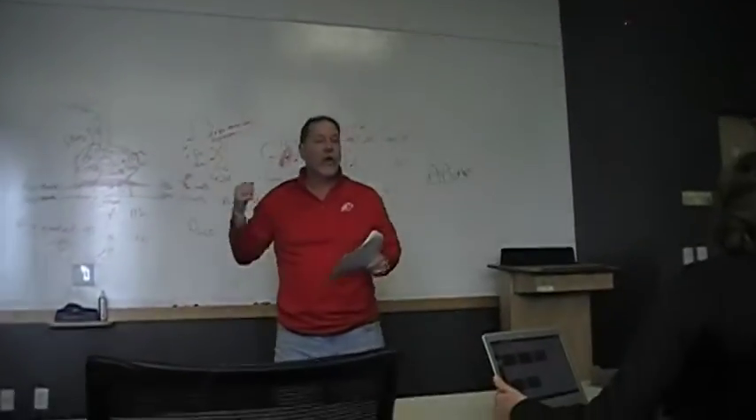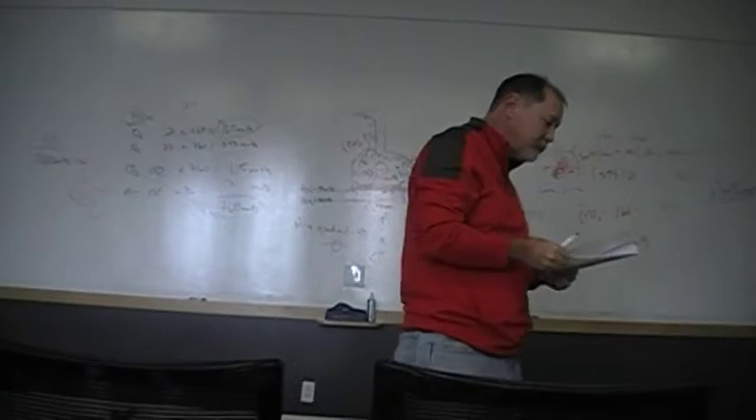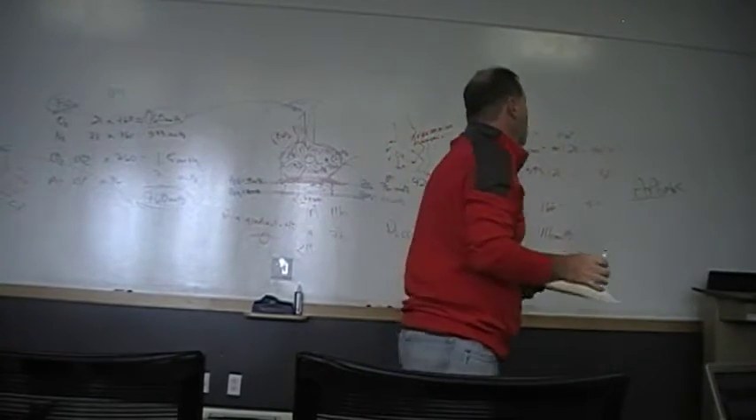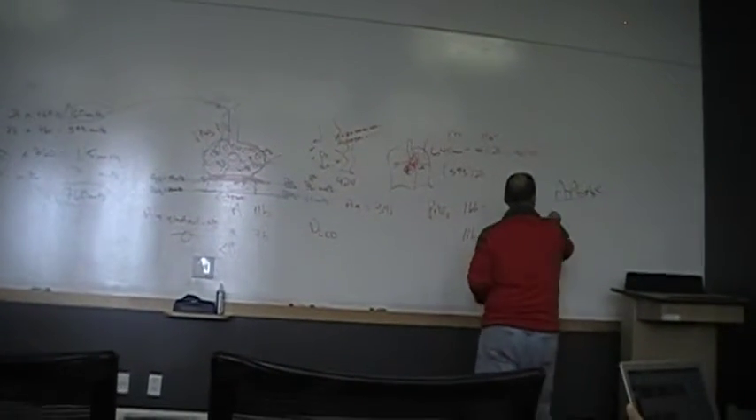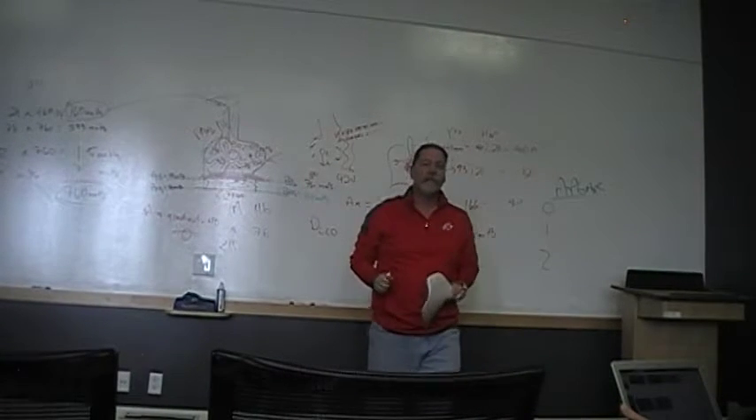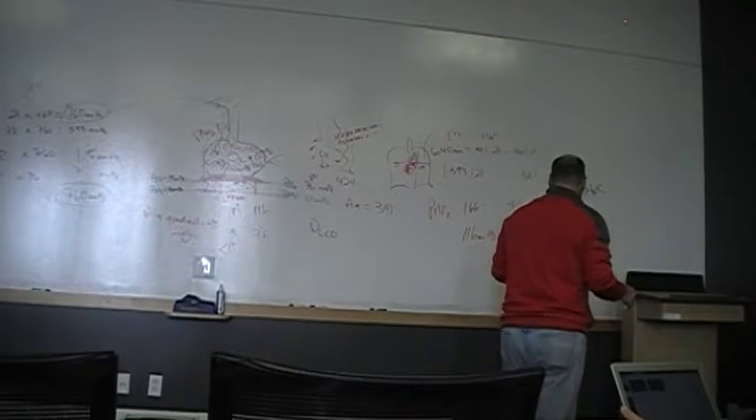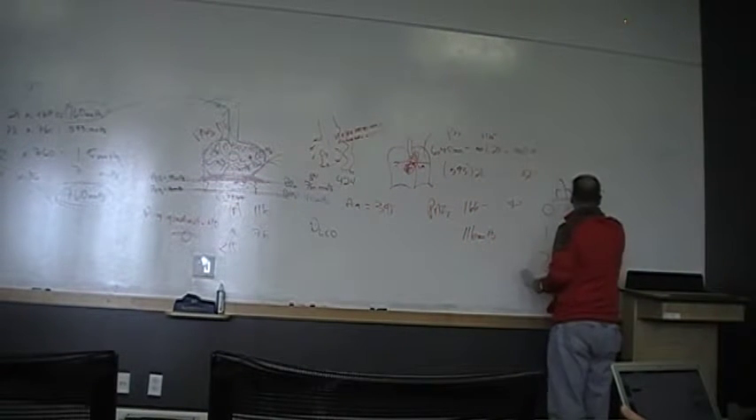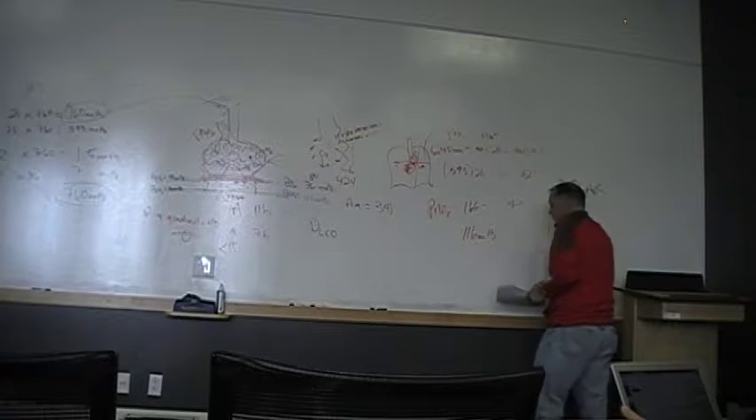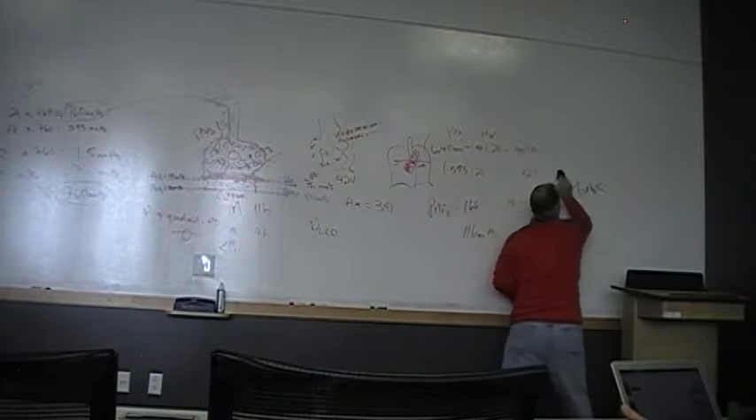APGAR is an assessment that therapists are responsible for that does a quick assessment at 1 and 5 minutes. And we give them a 0, a 1, or a 2 score. So it's in five categories. We're giving them a 0, a 1, or a 2. So the first category is an assessment of the heart rate.